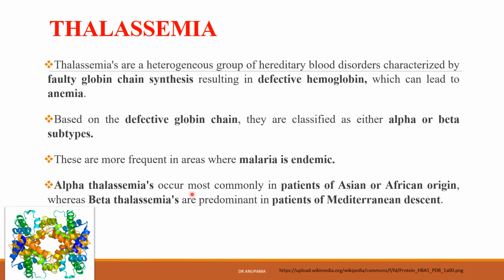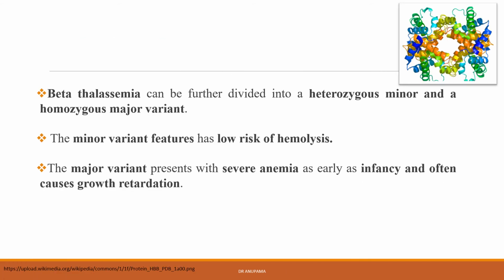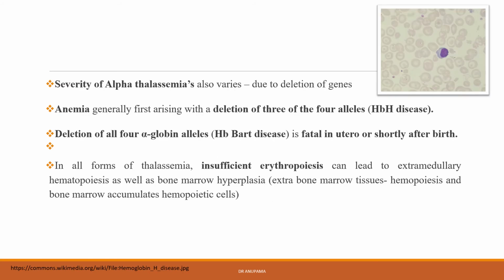Alpha thalassemias occur most commonly in patients of Asian or African origin, while beta thalassemia is predominant in patients of Mediterranean descent. Beta thalassemia can be further divided into a heterozygous minor and a homozygous major variant. The minor variant has a low risk of hemolysis. The major variant presents with severe anemia in infancy and often causes growth retardation.